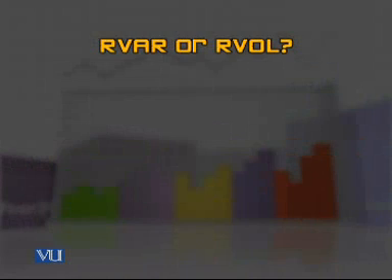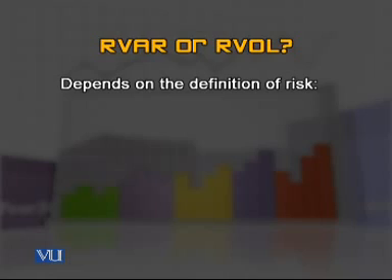Since we looked at betas, we've looked at standard deviations, we've just talked about volatility, and we just talked about variability. We have to find out what these measures are going to do. So is it going to be RVAR or RVOL, or reward to variability or reward to volatility? Is it Sharpe versus Treynor? Depends on the definition of risk.